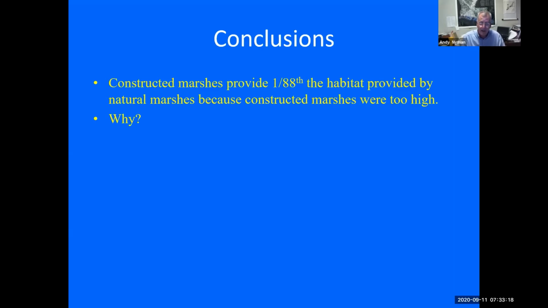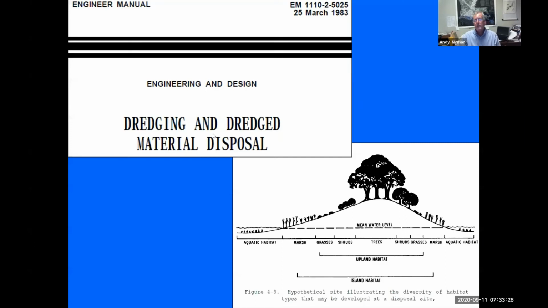And we're building them too high. Why are we building them too high? That's the second part of the story. Oh, we're two-thirds done actually.